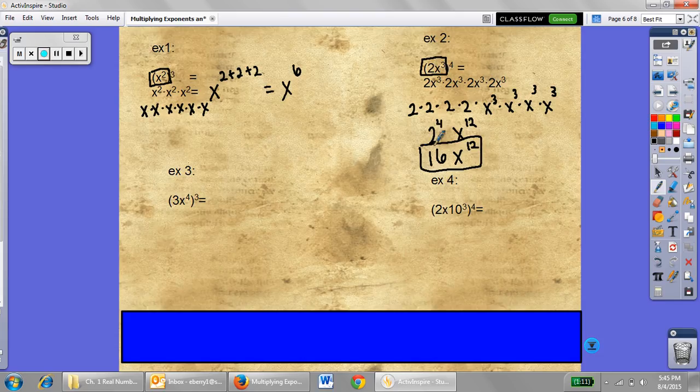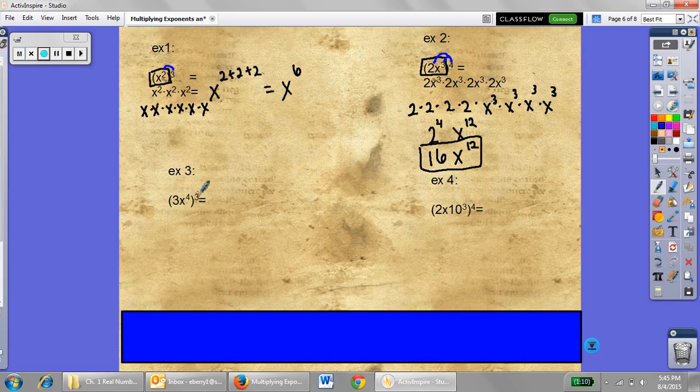Example 3. Instead of writing this out 3 times, let's take that shortcut that we're seeing from example 1 and 2. Notice that in example 1, x squared to the power of 3 was just x to the 6th. It looks like we end up just multiplying after seeing the pattern and writing it out a couple times. Same with example 2. We can distribute this power of 4 to each of the exponents here. So this becomes 2 to the power of 4, x to the power of 12 by multiplying.